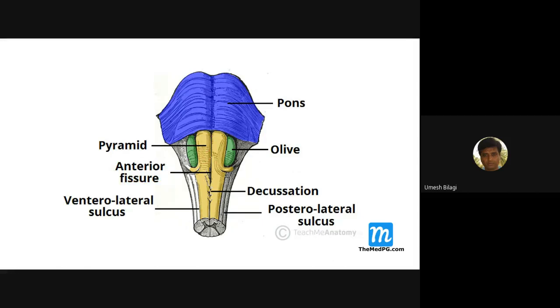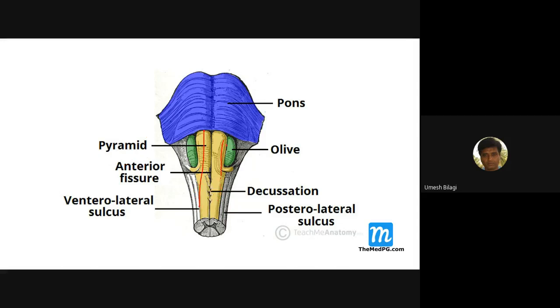I'll come to the posterior surface later. The reason I specifically asked is that posteriorly there is the fourth ventricle. Anteriorly, you have these two things. What are these? Pyramids. What is the importance of pyramids? Pyramidal tract. Pyramidal decussation is here. You can see there is a cross here. This whole thing is pyramid.